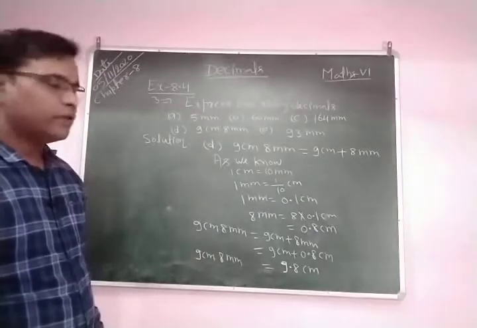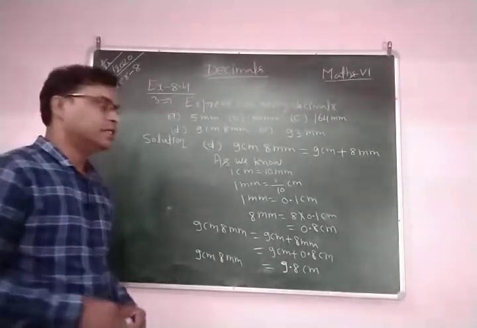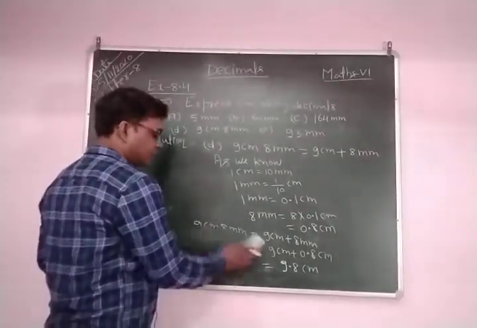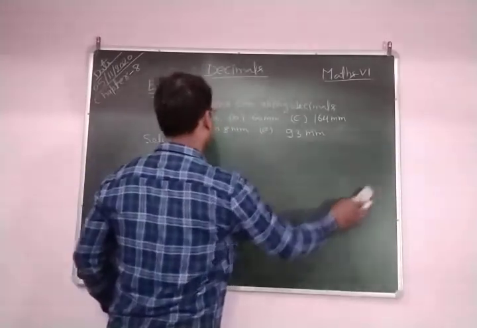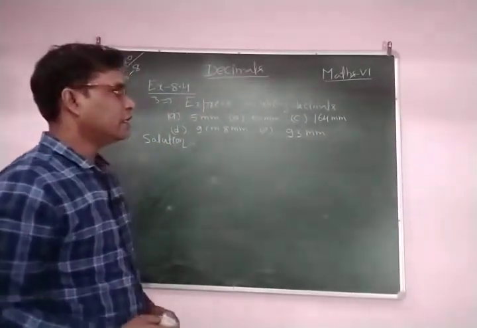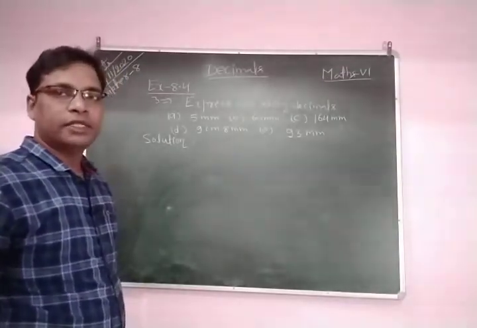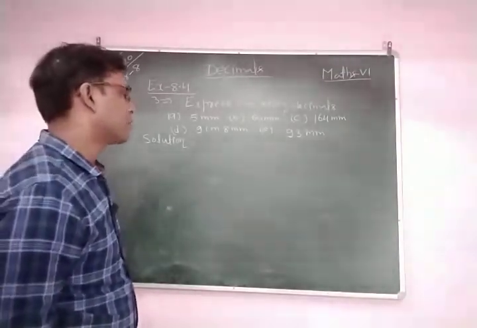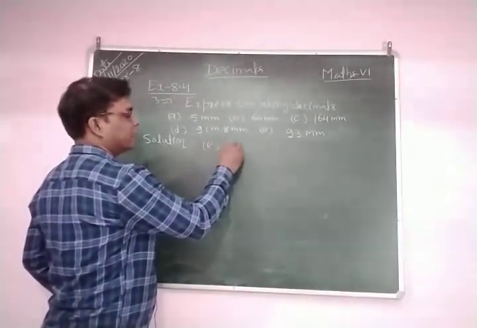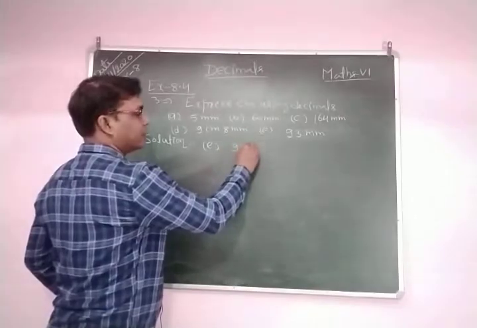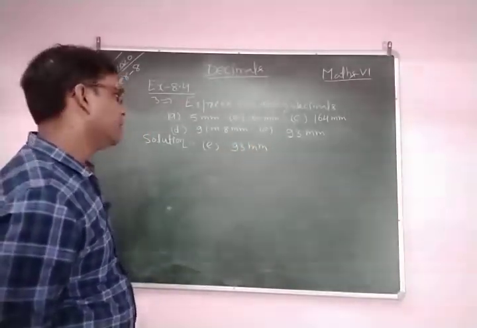Now we are going to discuss the next part, E part of this question number 3. What is given in E part? You can see 93 millimeters. Let's see how to express 93 millimeter as centimeters. So this is E part, and 93 millimeter is given here.